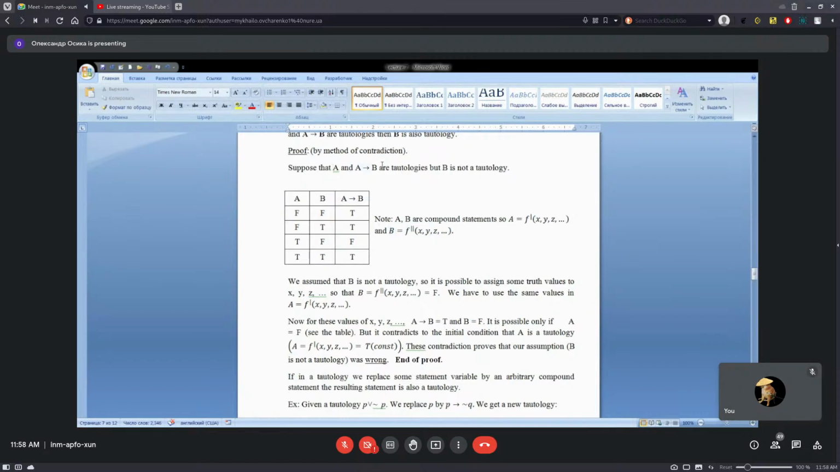Also, some explanations or comments. A and B are compound statements. So A is some formula or function of statement variables x, y, z, each of them denoting some narrative sentence. We denote it by f prime. And B is presented by another formula of the same variables x, y, z, which we denote by f double prime.